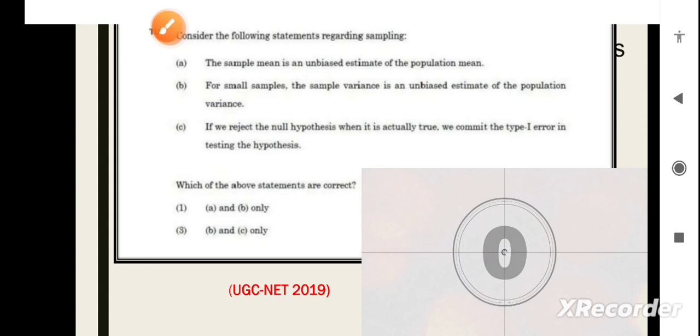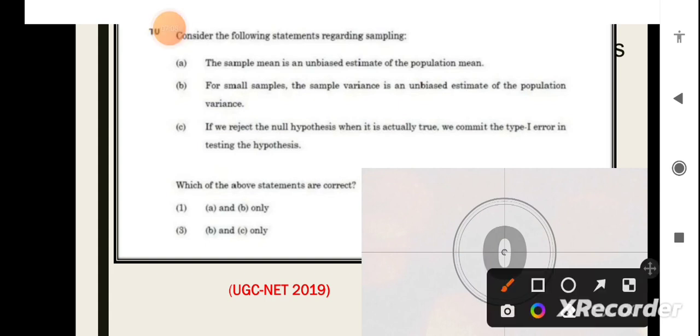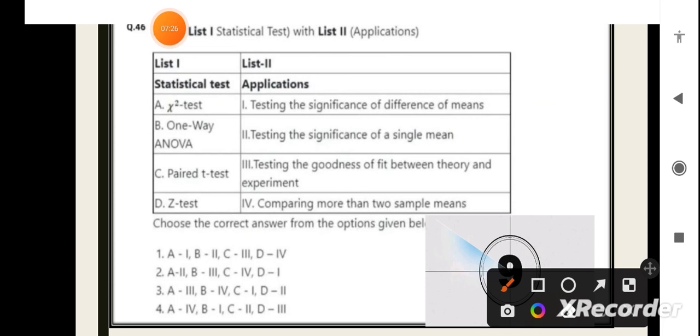So here our correct option will be statement A and C. For every sample, the sample variance should be an unbiased estimate. It doesn't depend on the sample size. Last question, we have to match the statistical test with its application.